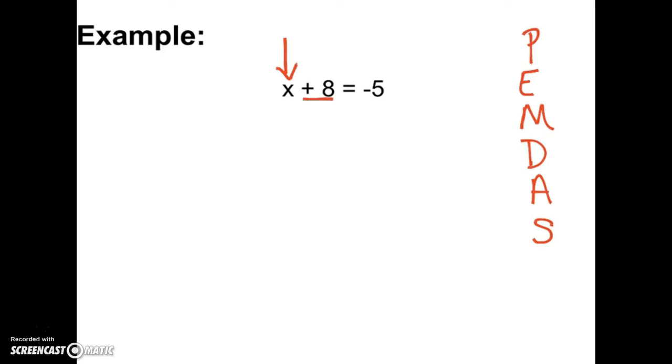So we have this plus 8 that's been added over here. So we want to do the opposite of that. The opposite of adding is subtracting. So I'm subtracting 8 from both sides. 8 minus 8 is 0, so those cancel out.